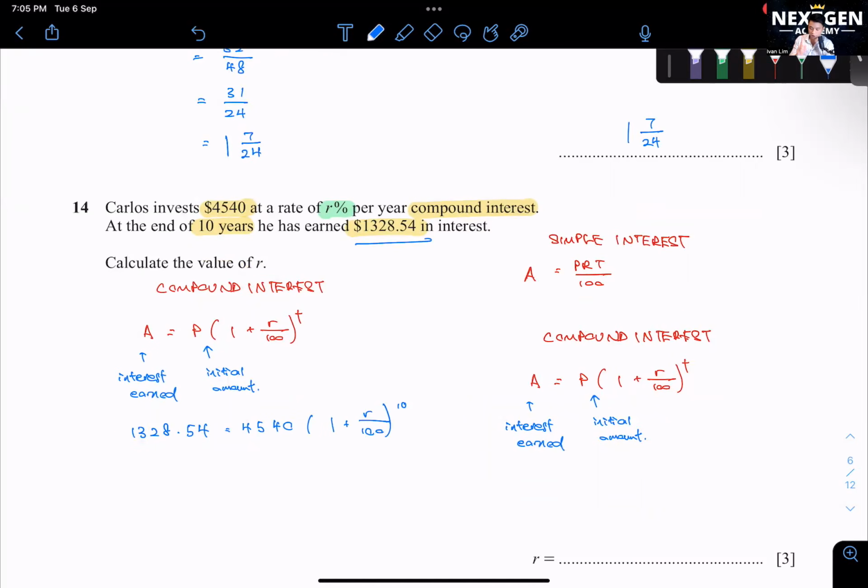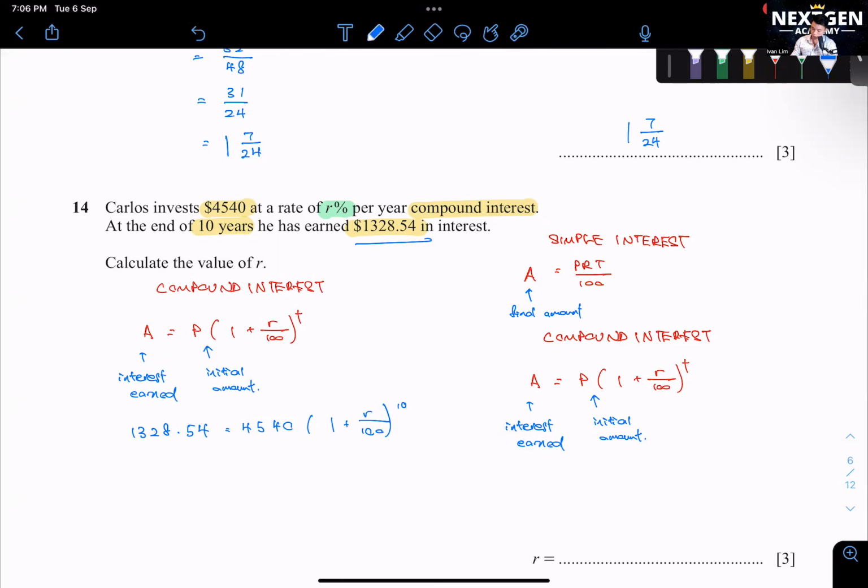You need to be very, very careful. For simple interest and compound interest, the meaning in the formula is a bit different. This one is interest earned. This one is your final amount, which means it's your initial amount plus your interest earned. So it's slightly different. If they ask for the total amount according to compound interest, make sure you put the interest earned plus your original amount.